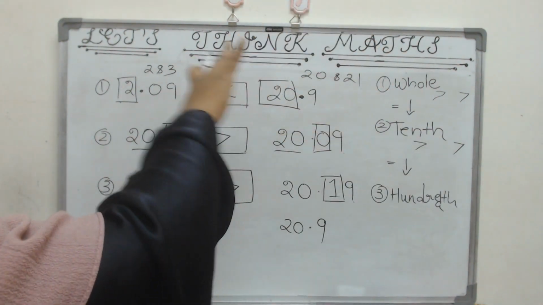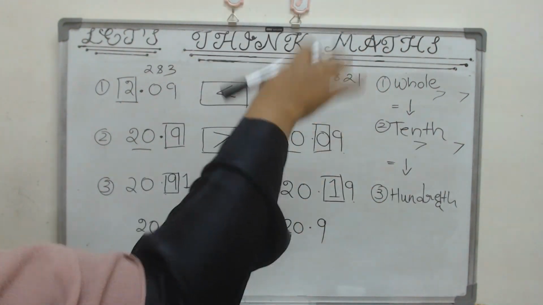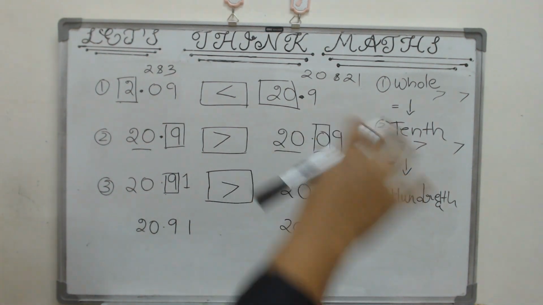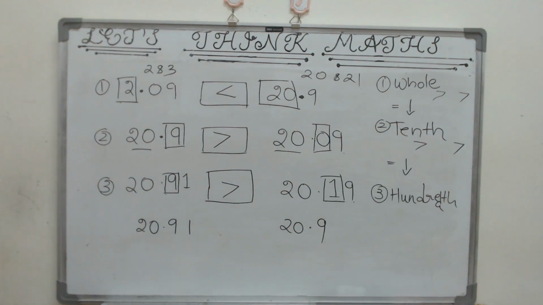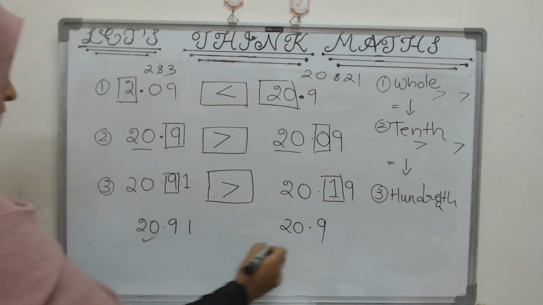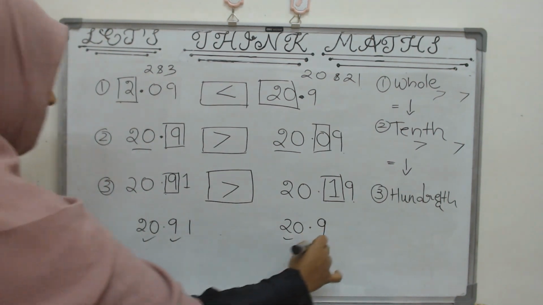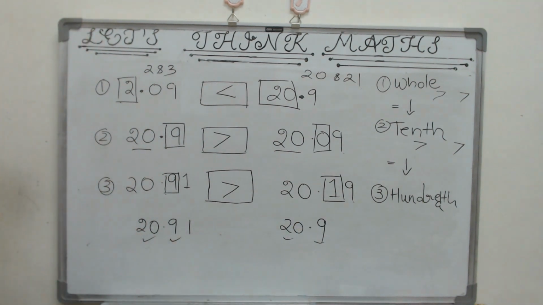Check the whole number part. If equal, go to the 10th. If equal, go to the 100th. If equal, go to the 1000th. You just have to go on like that. Now coming back to our question. The whole number part, same. The 10th part, same. What about the 100th part?